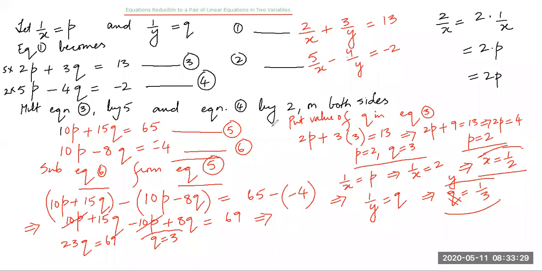All right, this is equations reducible to a pair of linear equations. We have reduced these equations into linear equations where p and q are not in the denominator but in the numerator.